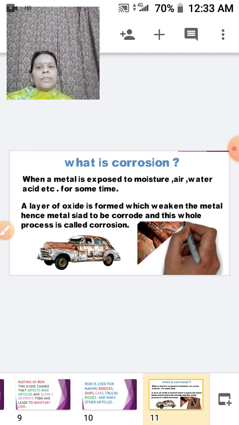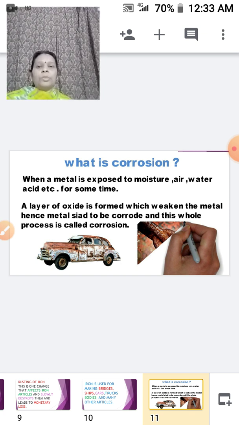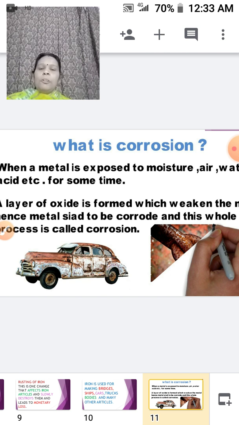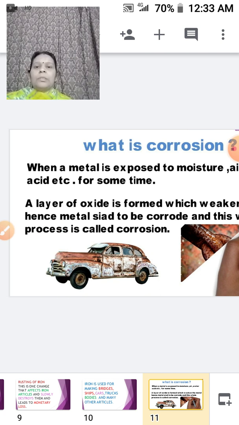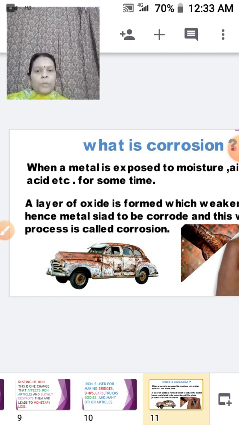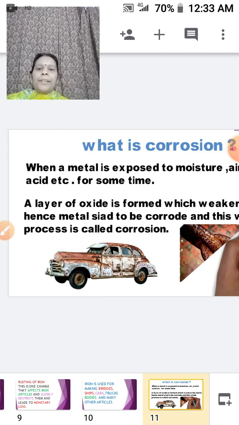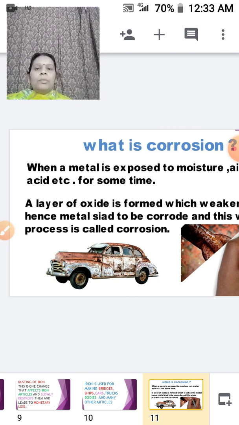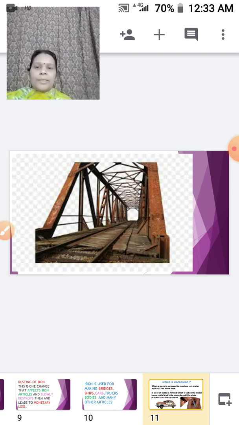So, all these undergo the process of rusting, and this is also known as corrosion. So the question is, what is corrosion? When a metal is exposed to the moisture, to the air, to the water, to the acid, means here salts, etc., for some time, then what happens? A layer of oxide is formed which weakens the metals, and hence metals are said to be corroded, and this is the whole process which is called corrosion. So corrosion is the same as your rusting.